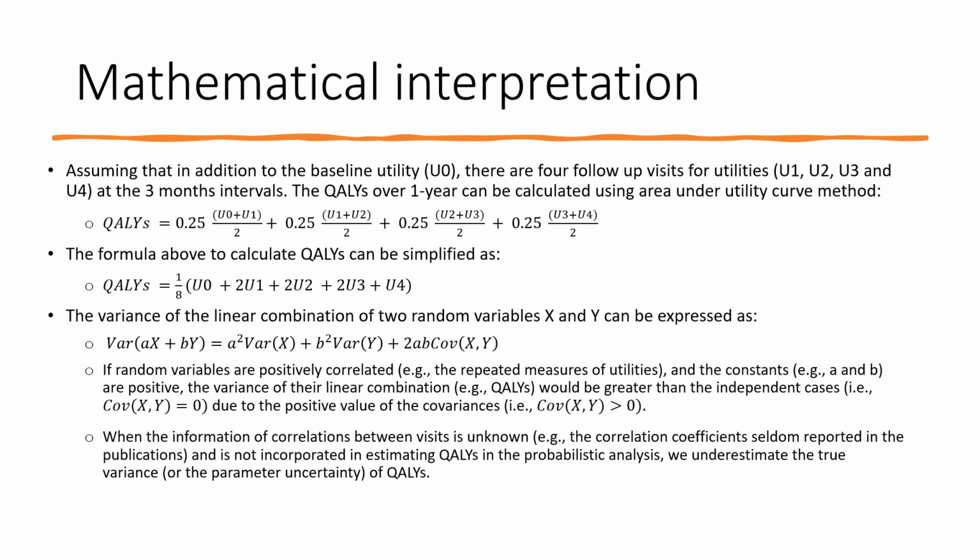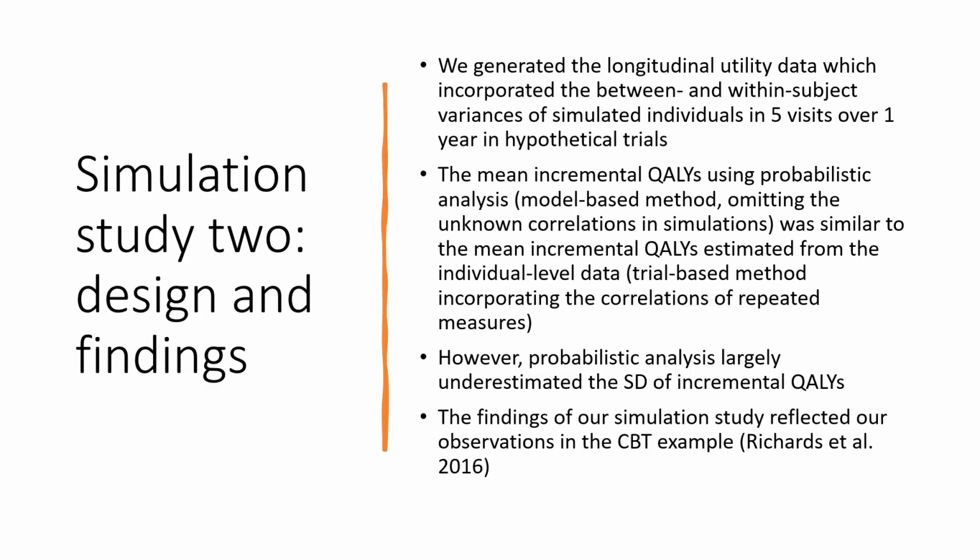However, when the information on correlations between visits is unknown, and actually the correlation coefficient is seldom reported in the publications and is not incorporated in estimating QALY in the probabilistic analysis, we underestimate the true variance, or the parameter uncertainty, of QALY. We generated the longitudinal utility data which incorporated the between and within subject variances of simulated individuals in 5 visits over 1 year in hypothetical trials. In brief, the findings of our simulation study reflected our observations in the motivating example and the mathematical explanation.